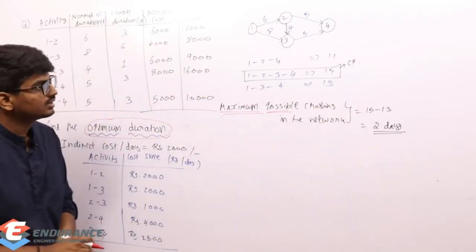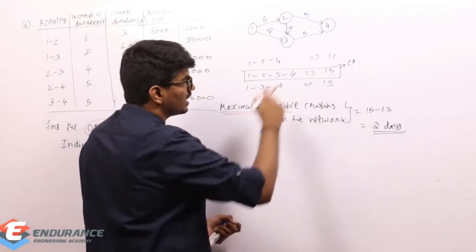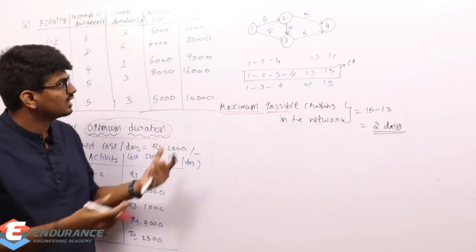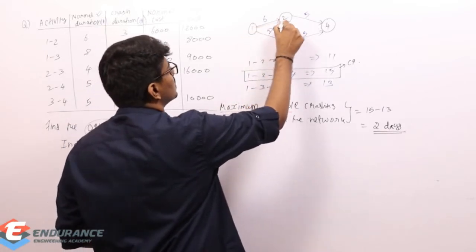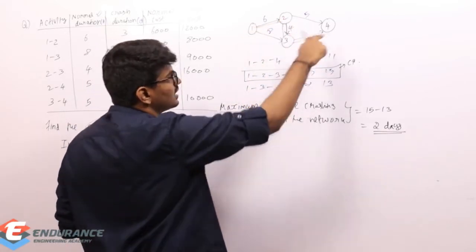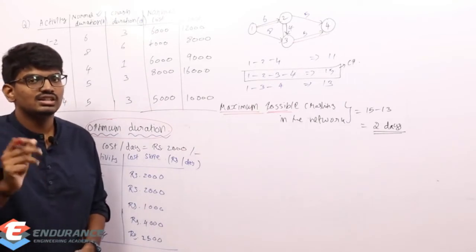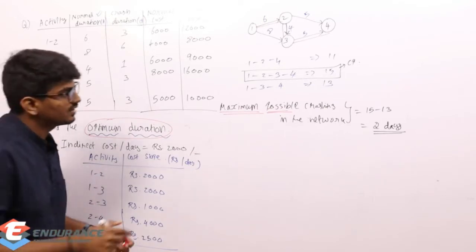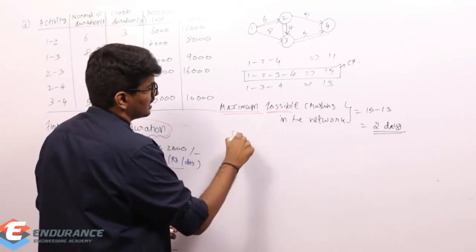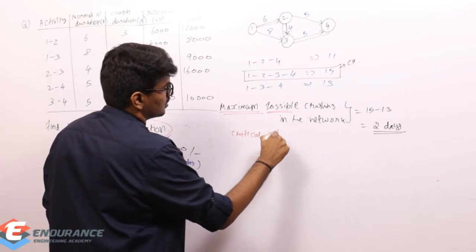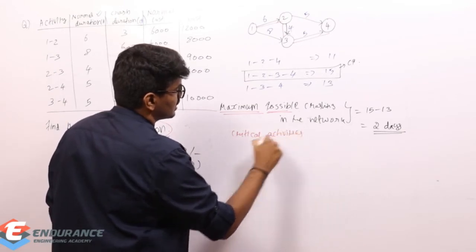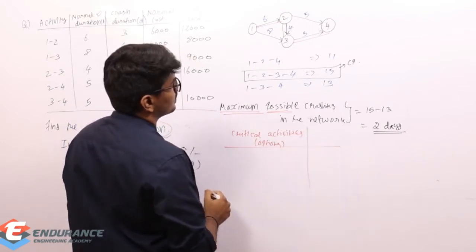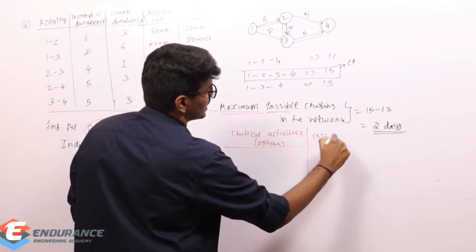So if I crash these 2 days, on which activity do I need to crash? That also I need to see, because here 1 to 2, 2 to 3 and 3 to 4, there are 3 activities, right? Out of these 3 activities, which activity do I need to crash? That is decided by using the cost slope. First, let us check out the options. What are the critical activities available? What are all the options available, and what is the cost slope? Let us check it out.